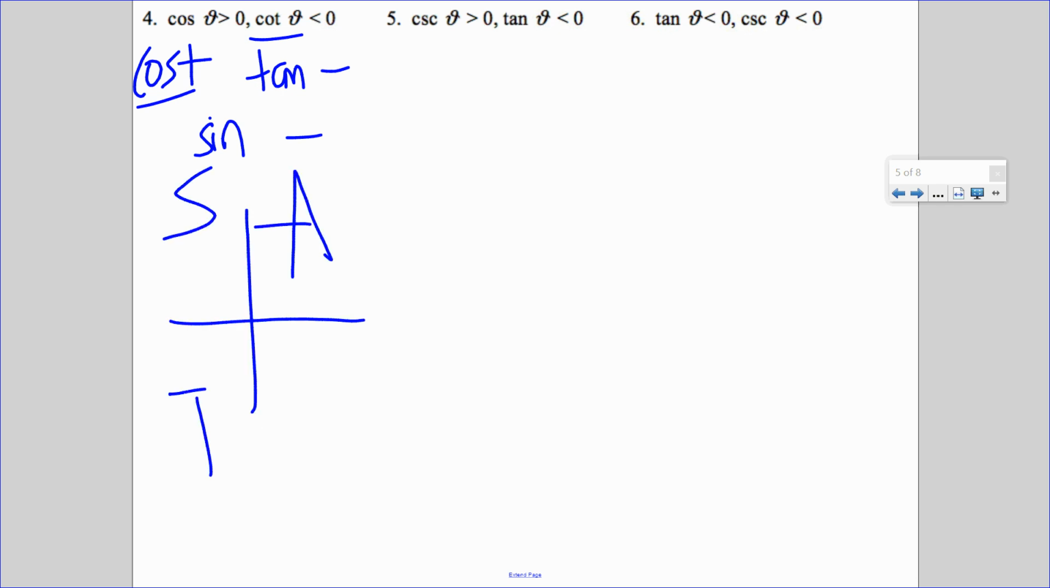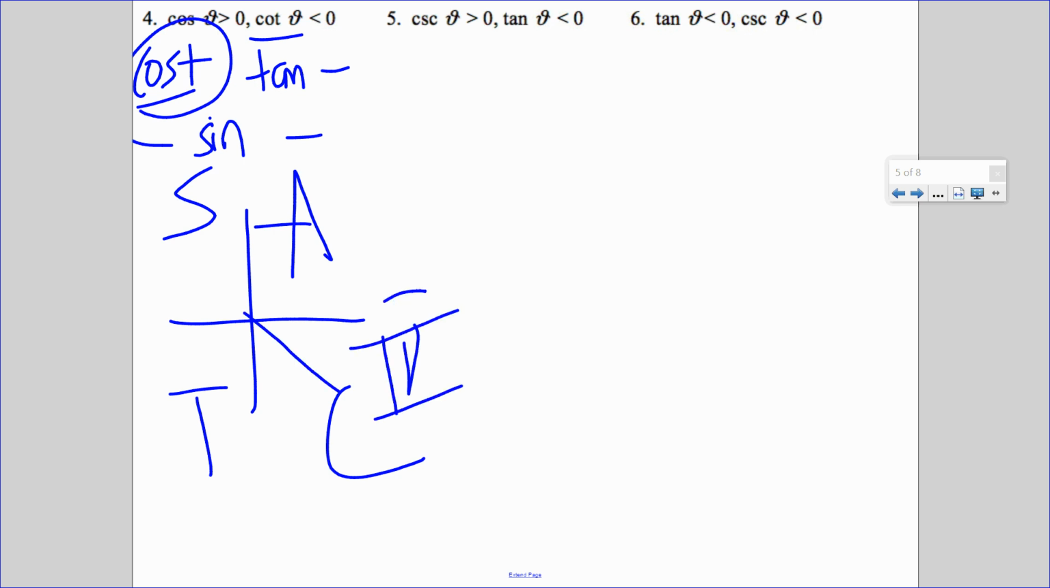All Students Take Calculus. Cosine is positive in quadrant 4. The ASTC stands for all, sine, tangent, cosine, not for the reciprocal functions, not for secant and cosecant. If you get the reciprocal functions, you find the reciprocal of it and go from there.